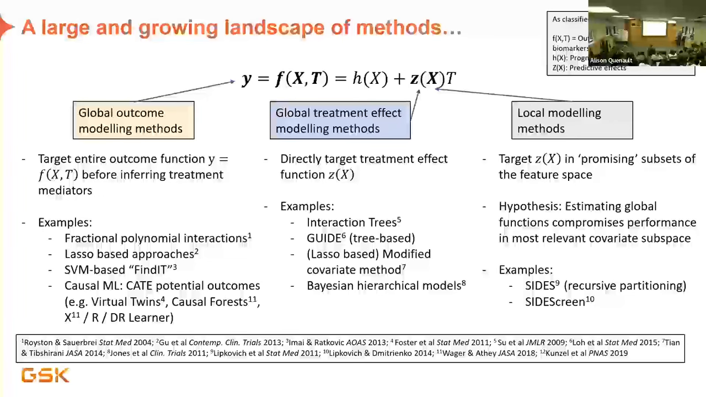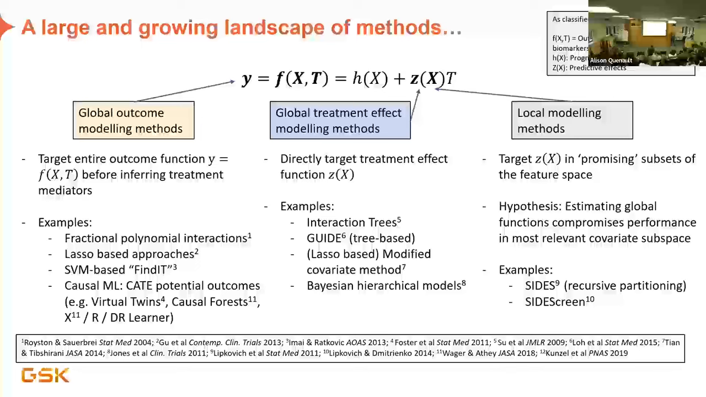So the simple model at the top is a model of an outcome as a function of your baseline biomarkers X and treatment T. And that model is decomposed into the prognostic component, the H of X function. And the treatment effect here is Z, and that's a function of biomarkers. So he segregates methods into what he calls global outcome modeling methods. So these would attempt to model the entire F of X, T surface. And many of the methods that we would use day to day would fall under that umbrella.